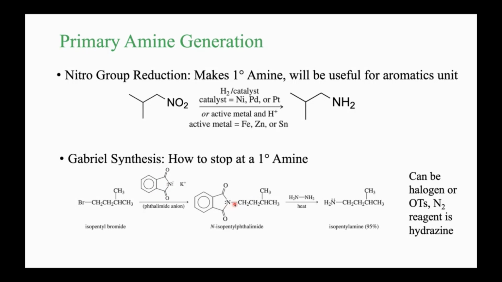It will first bond according to this mechanism, and then you have hydrogen and heat, and it will interact around here. I don't think the exact mechanism will be on your exam, but you can definitely check it out in the textbook if you'd like to. But in the end, you do generate a high percentage of primary amine. All right, I think that's it. So are there any questions?